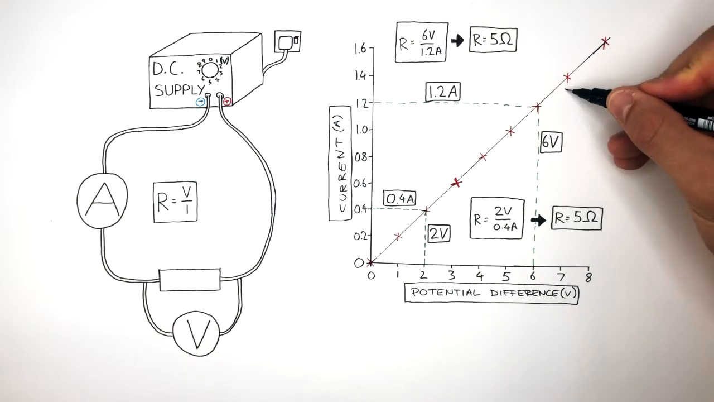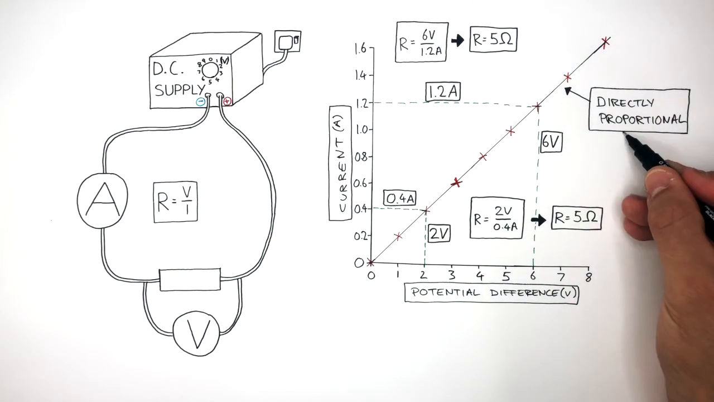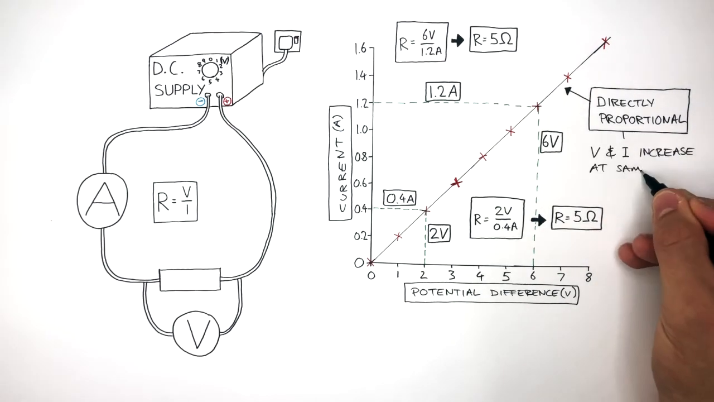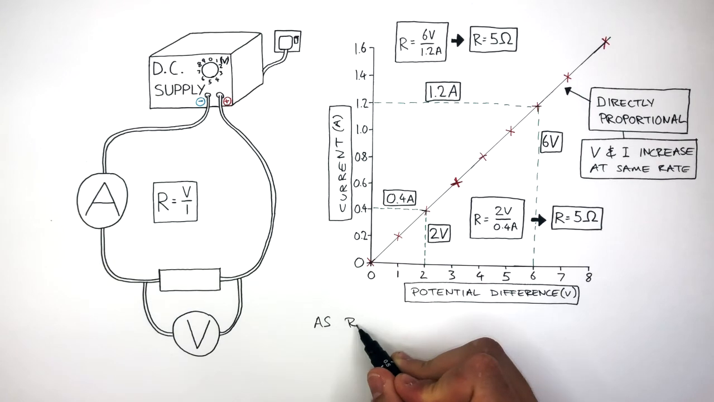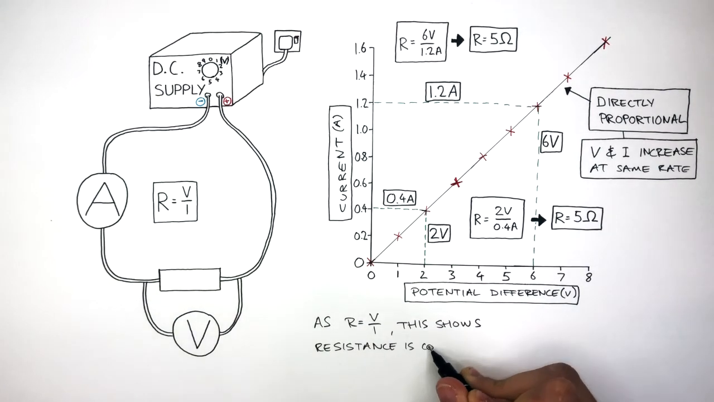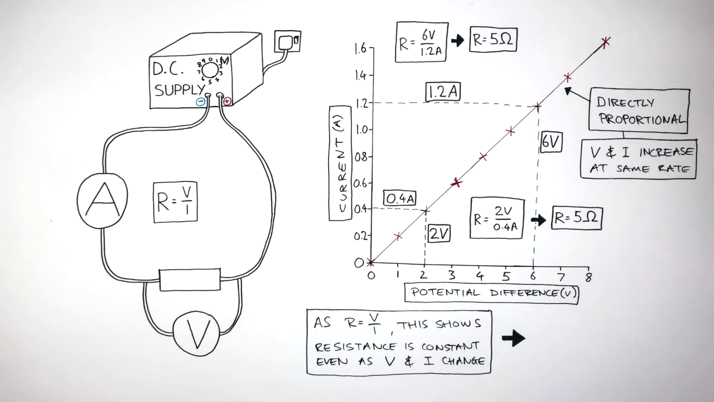So this graph shows us how current is directly proportional to the potential difference, as V and I increase at the same rate. As R equals V over I, this shows resistance is constant even as V and I change. This explains what Ohm's law is, which is where the current is directly proportional to the potential difference through a resistor at a constant temperature.